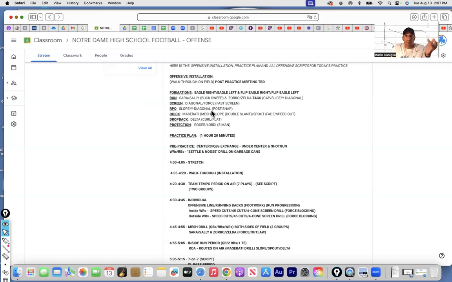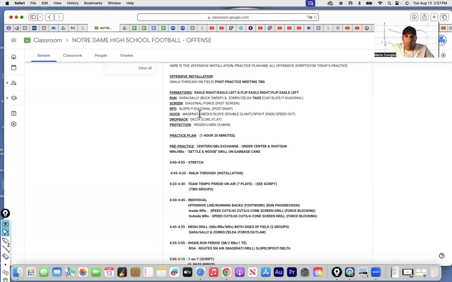The screen technically would be a diagonal, because that is a screen, and we're going to be going back over Force, which is our fast screen to our outside receiver, whether it's an X, whether it's a Y, if we're in a different formation, or it could be the F, where the Y is inside of him, and now the Y's coming flat for 5 and blocking the man over top of the number one receiver.